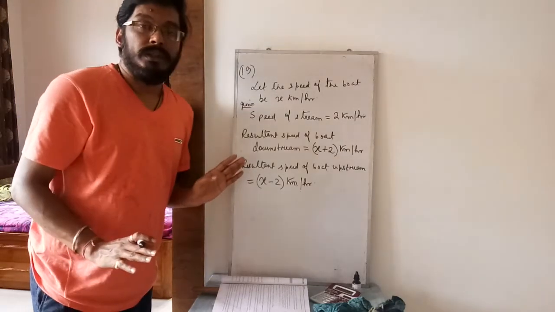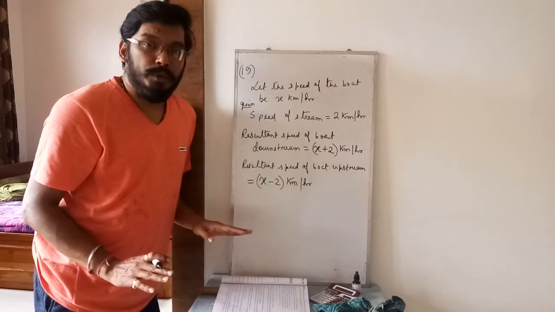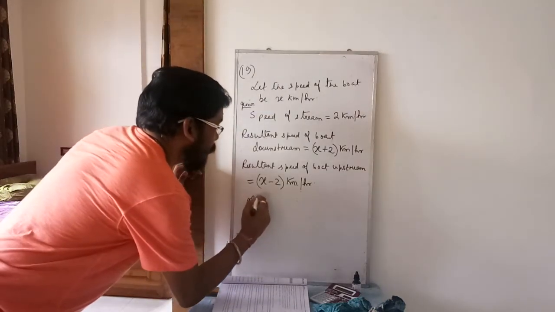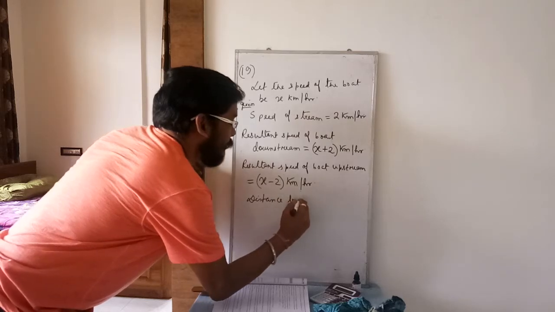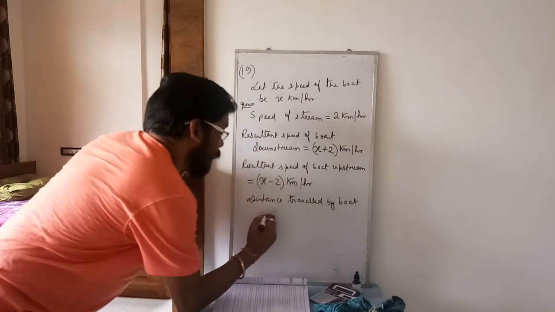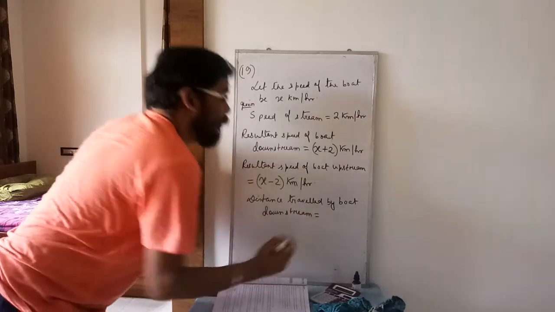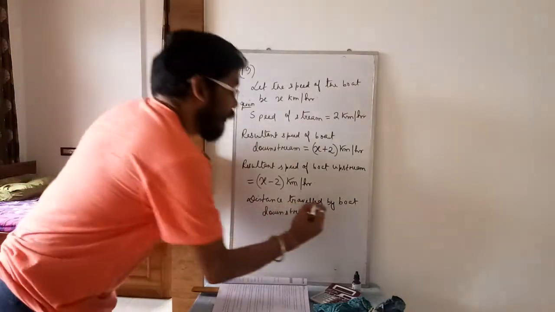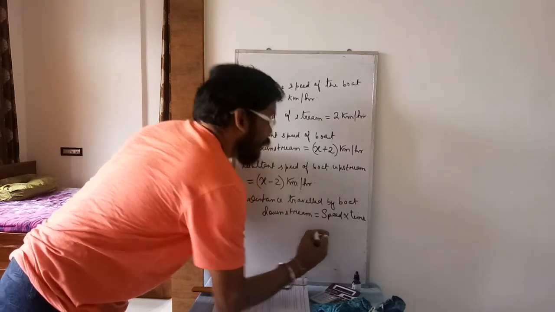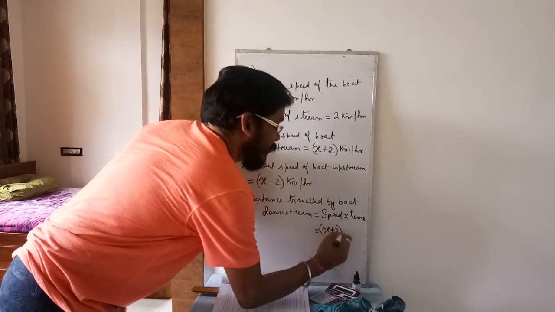So I will find out the distance traveled by the boat downstream as well as upstream. Let me find out the distance traveled by the boat downstream. When we speak of distance, distance is speed into time. So let me write the formula. Speed into time. What is the speed of the boat downstream? It is x plus 2, because downstream speed will increase.